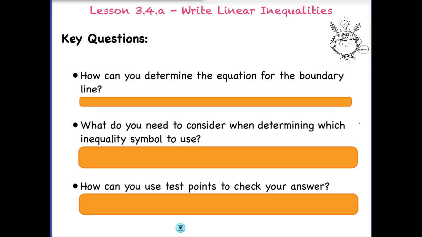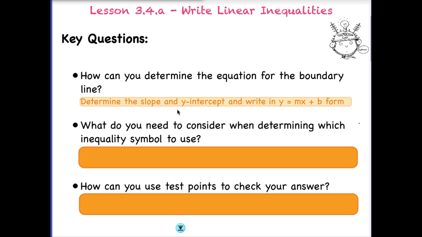So number one, how can you determine the equation for the boundary line? Remember that the boundary line is the equation of a line, and it separates the graph into two distinct parts. So how can we determine that equation? It's easy. If we determine the slope and the y-intercept from the graph, then we can write the equation in y equals mx plus b form.